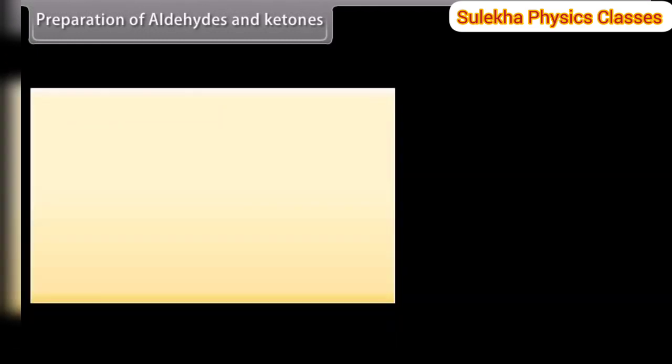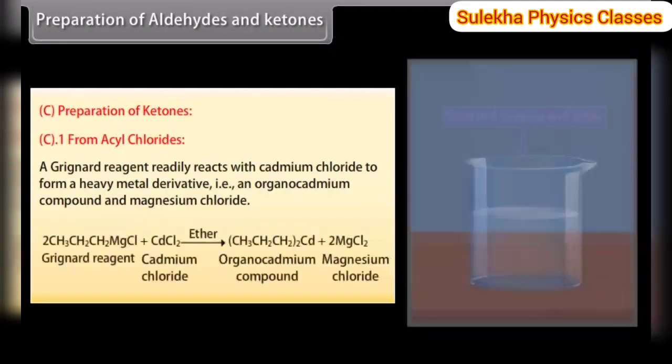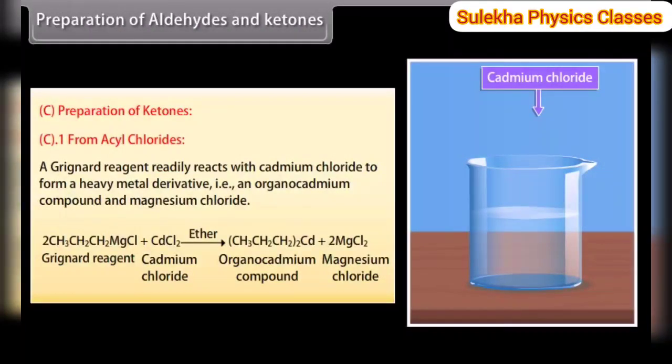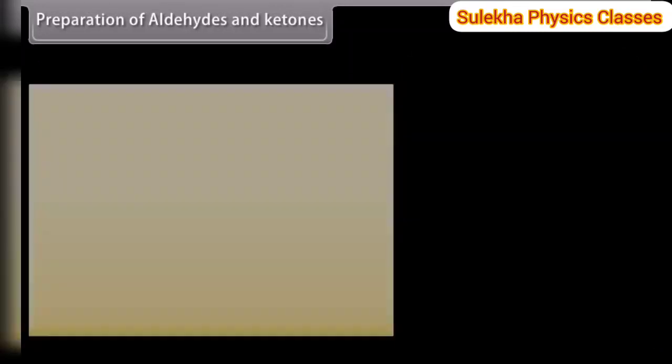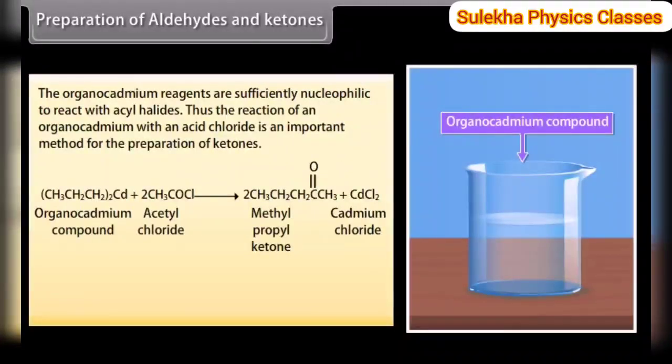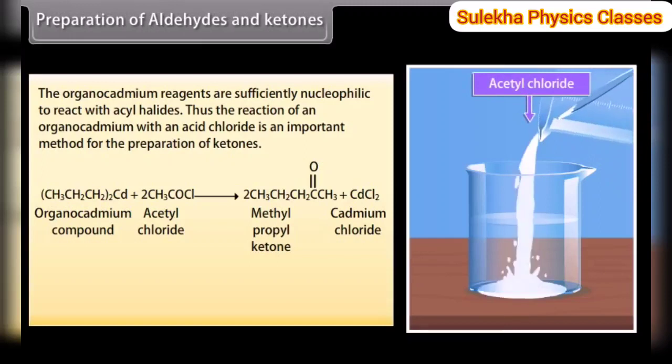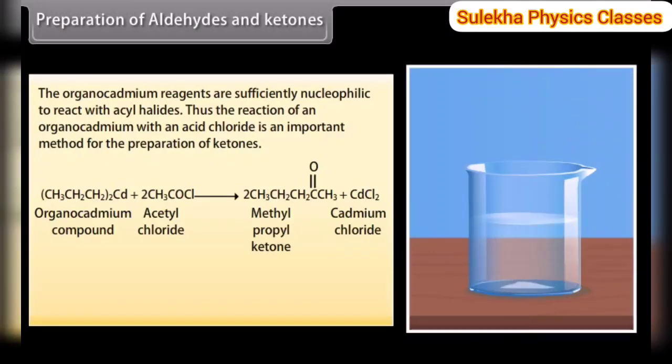Preparation of aldehydes and ketones. Preparation of ketones from acyl chlorides. A Grignard reagent readily reacts with cadmium chloride to form a heavy metal derivative, that is, an organocadmium compound, and magnesium chloride. The organocadmium reagents are sufficiently nucleophilic to react with acyl halides.